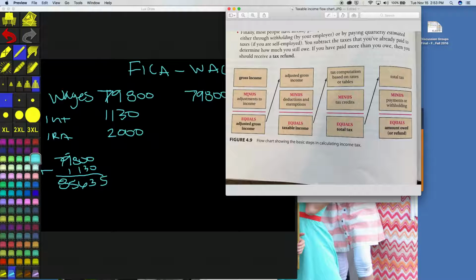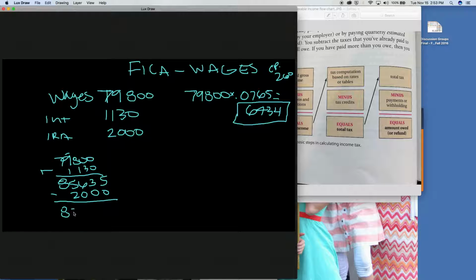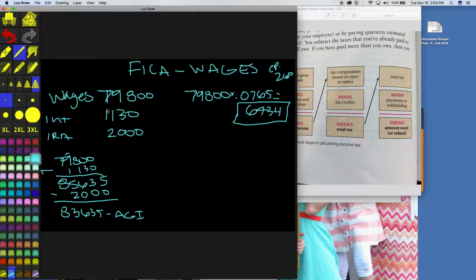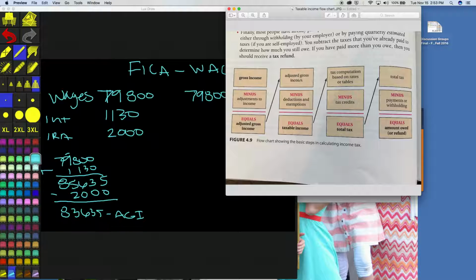Then I'm going to make an adjustment to my income. My adjustment is this IRA. So this is income, part of my gross, but they're not going to count it as part of my gross when they calculate my taxes. So I'm going to subtract that, and I'm going to get $83,635, and this is my adjusted gross income. So it's my wages plus the interest I earned, minus my IRA, which gives me my adjusted gross income.